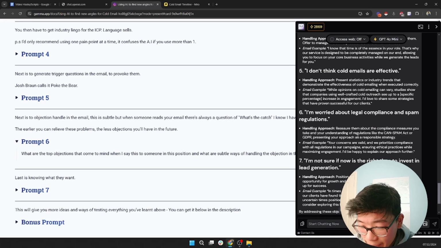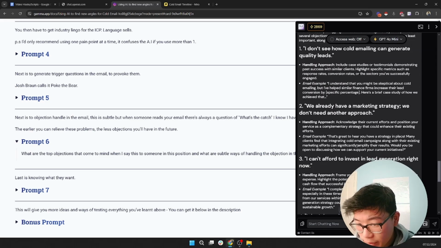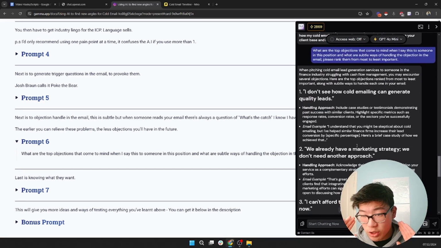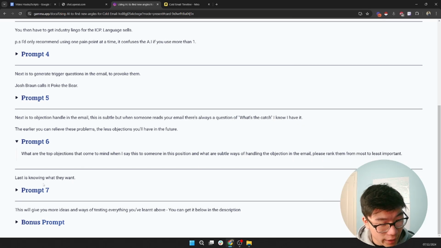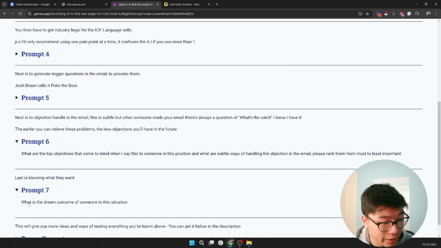So what I'm trying to get at is you get the point, right? These are actual realistic objections that someone in this position might have when you come to them with your service, whatever your service is. And with that, you then understand what objections they will have. And last is just knowing what they want really.